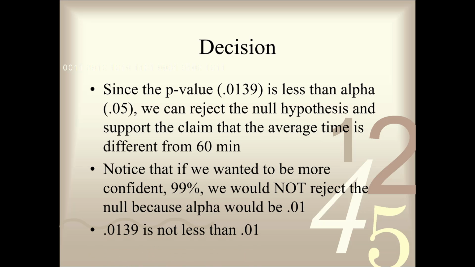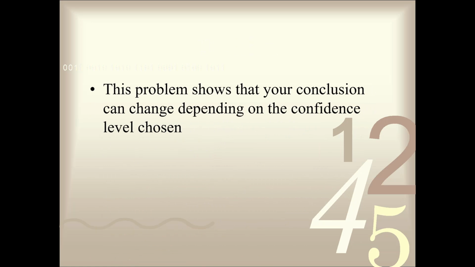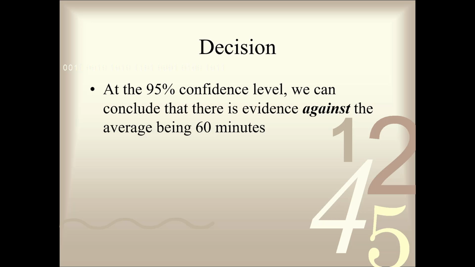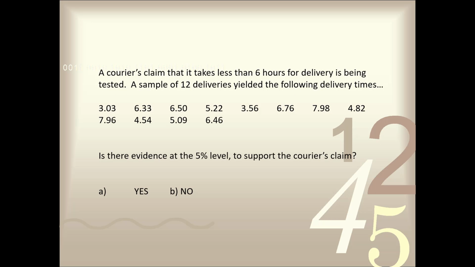Like I said, the p-value, 0.0139, is not less than 0.01. So if we need to be 99% confident, we don't have enough evidence for the claim. If we can reduce it down to 95% confidence, then we can support the claim that it's different from 60 minutes. This problem shows that the conclusion can vary based on the level of significance or confidence level. If you want to show evidence against the null and you're okay with 95% confidence, that might be the way to go. At the 95% confidence level, we can conclude that there is evidence against the average being 60 minutes.